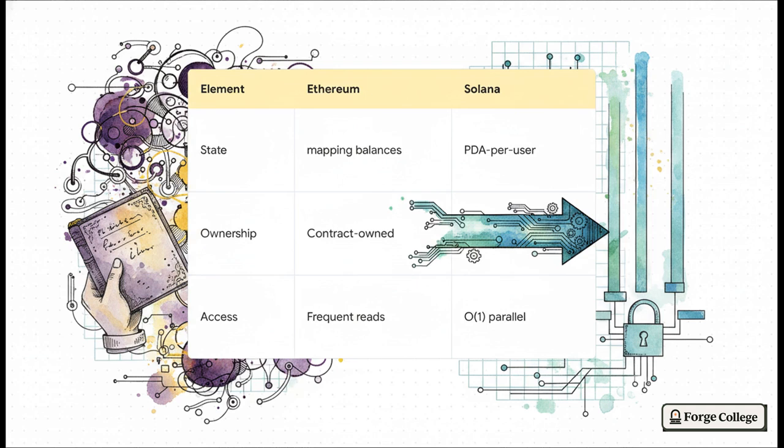And what about access? Well, the frequent reads and writes of Ethereum become order-of-one parallelizable operations on Solana. That order-of-one, that is literally the holy grail. It means no matter how many users interact with your protocol, reading and writing to their specific balance account takes the exact same constant amount of time. It's an absolute game changer that completely stops the network from getting bogged down.